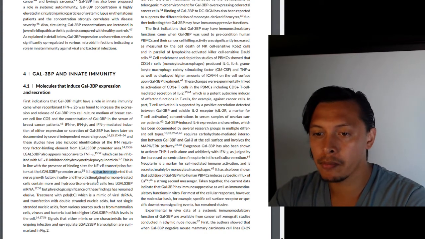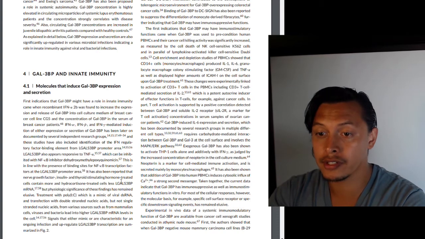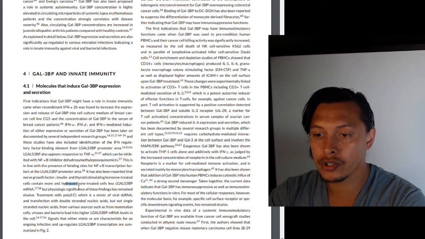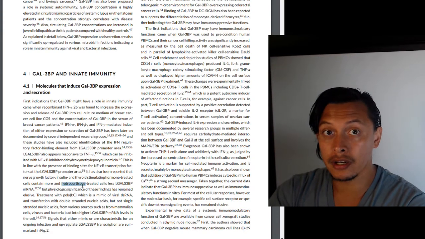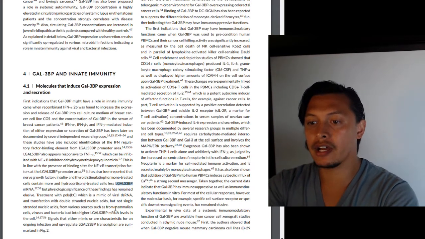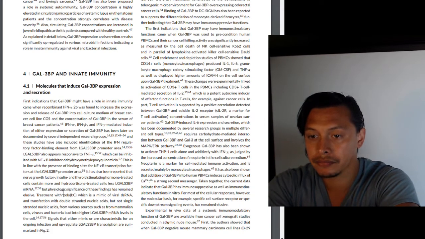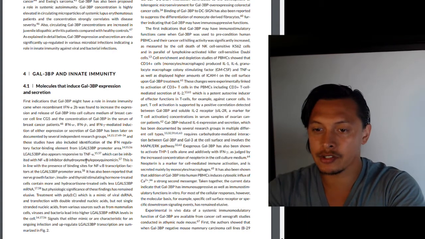So it has also been reported that nerve growth factor, insulin, and thyroid-stimulating hormone-treated cells contain more, and hydrocortisone-treated cells less. Hydrocortisone being cortisol, they have less of this LGALS3BP mRNA. Interesting. But the physiologic significance of these findings has remained elusive.